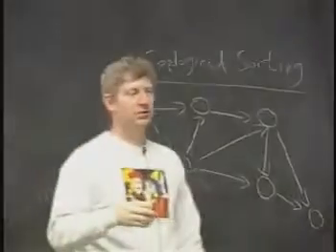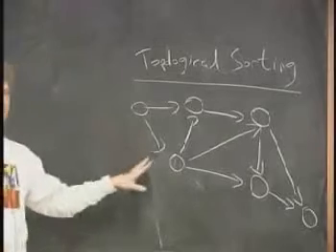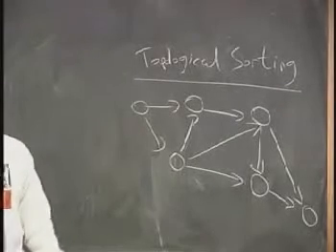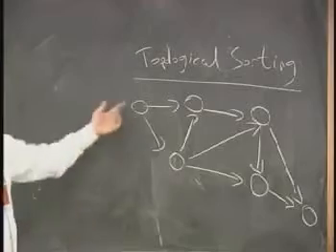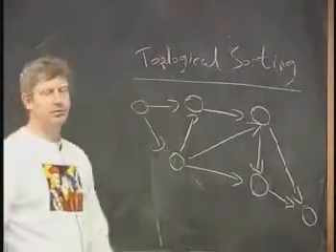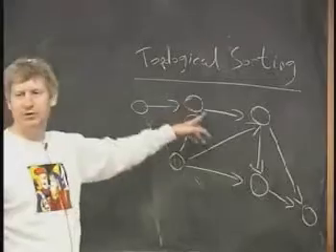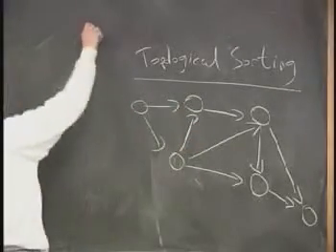A topological sort of a graph only makes sense when the graph is directed. So we're talking about a directed graph. And intuitively, here's the way to think of it. Imagine that these nodes represent courses that you have to take, and that the arrows represent prerequisites. So this course needs to be taken before this course.